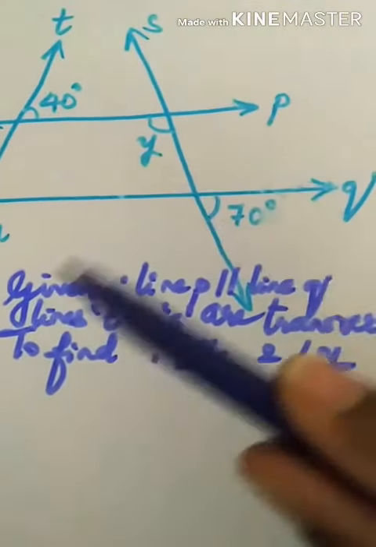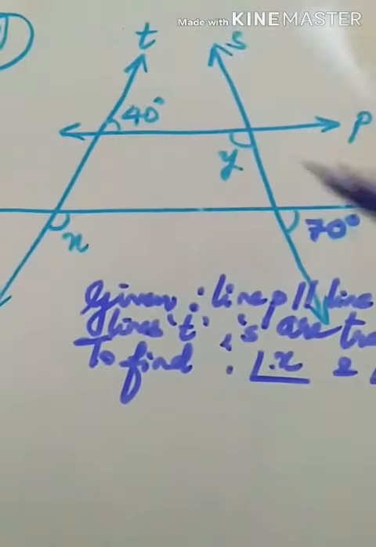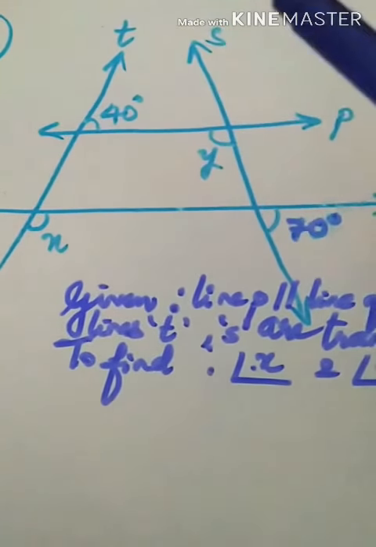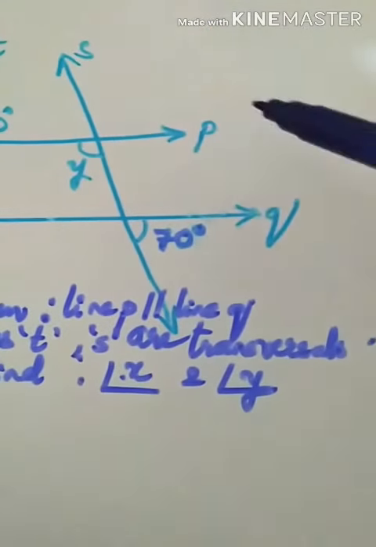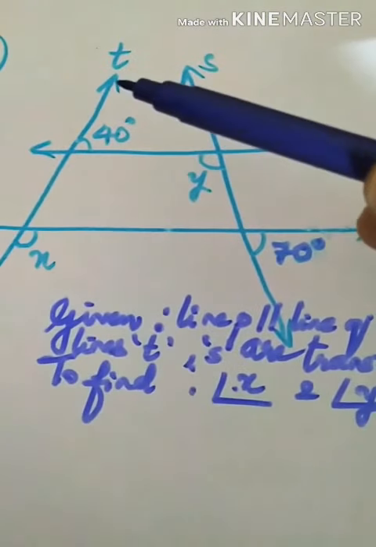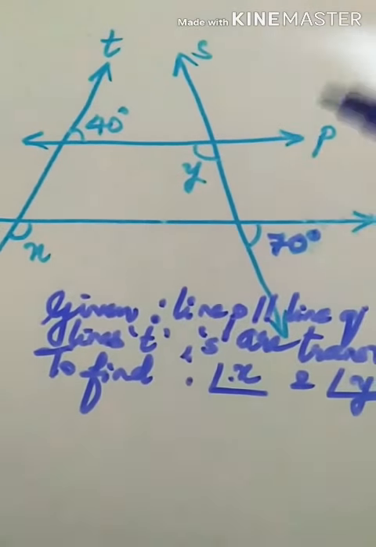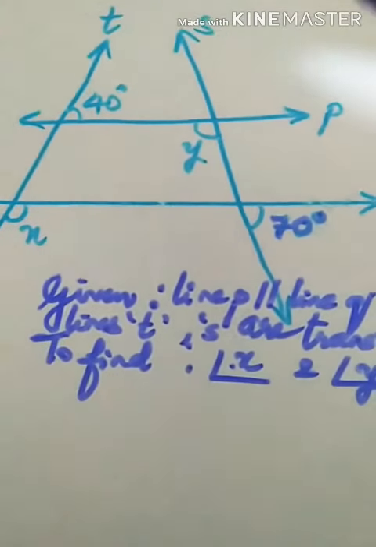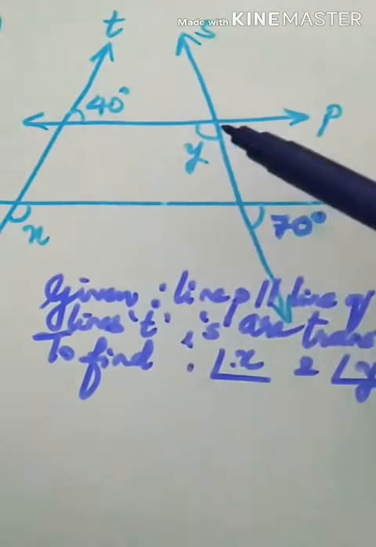Now as you can see in the given figure, I'll mark all this given information. So we have to find this x and this y. And we know that line T and line S, they are not parallel. Only line P and Q are parallel. Okay. So we have to consider alternate angles, corresponding angles, interior angles for line P and Q, not for T and S. So only P and Q you have to keep in mind. Let us find out x and y.